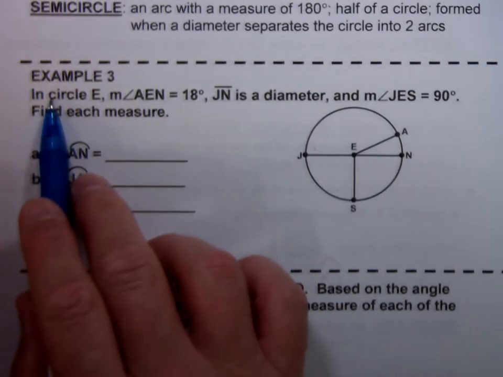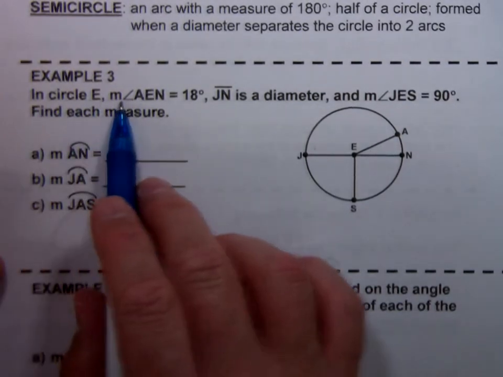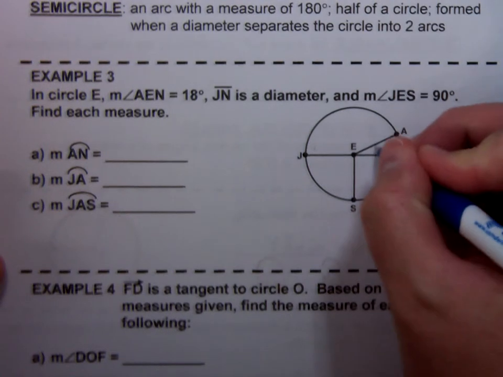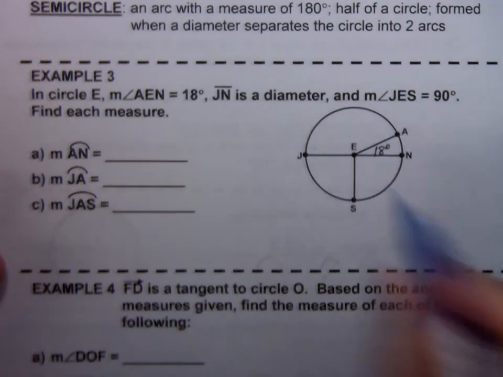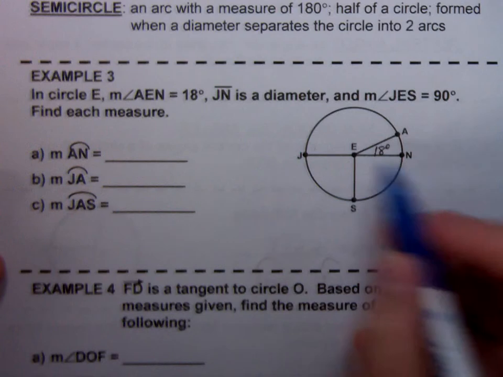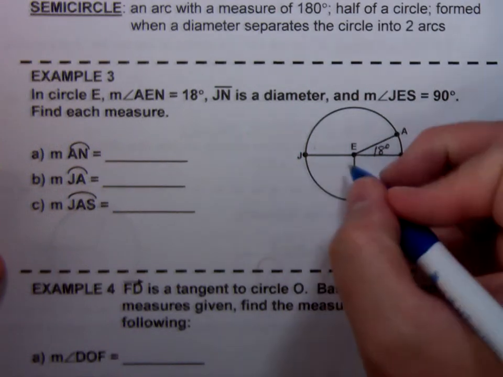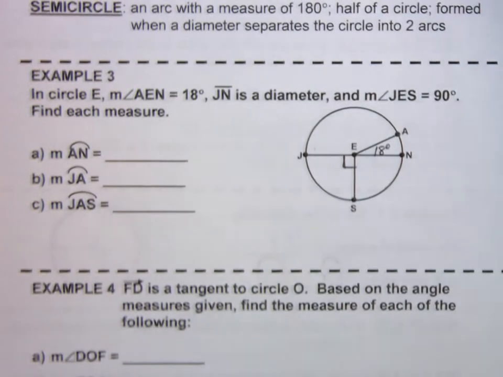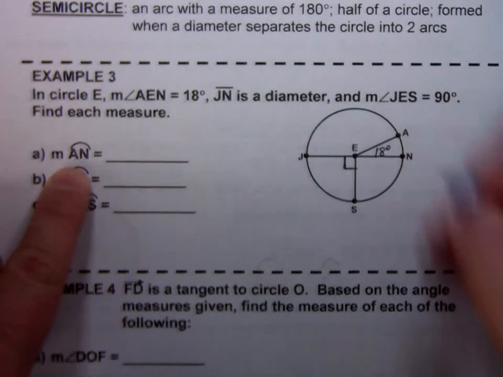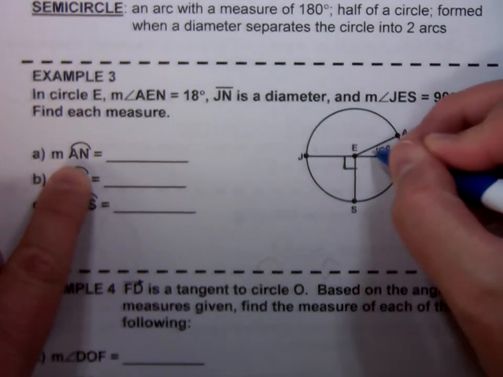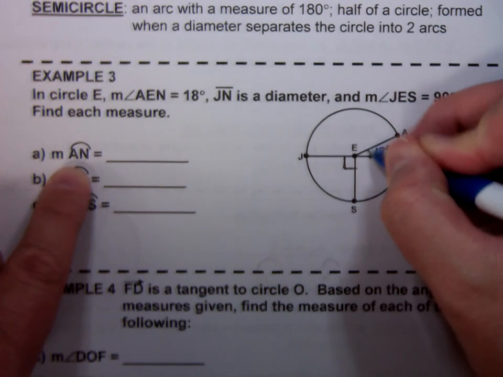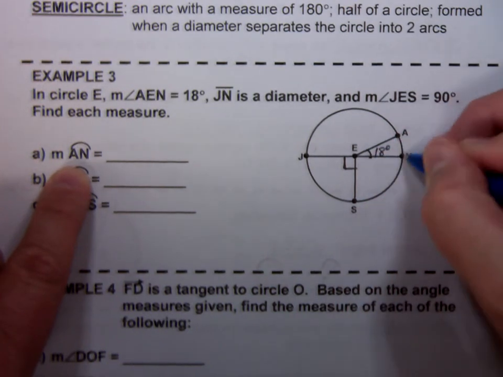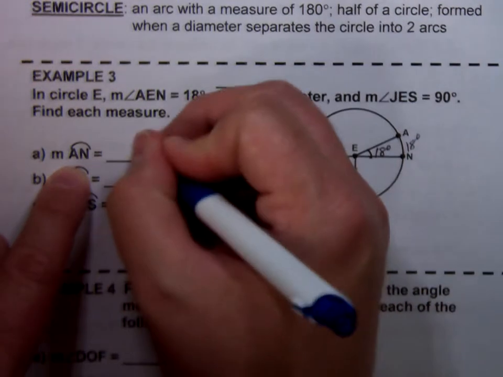So down here in example 3, it says in circle E, the measure of angle AEN is 18 degrees. Line segment JN is the diameter, and the measure of angle JES is 90 degrees. Alright, we want to find these other measures over here. So the measure of arc AN, now that arc goes with this central angle. So if this is 18 degrees, then arc AN is also 18 degrees.